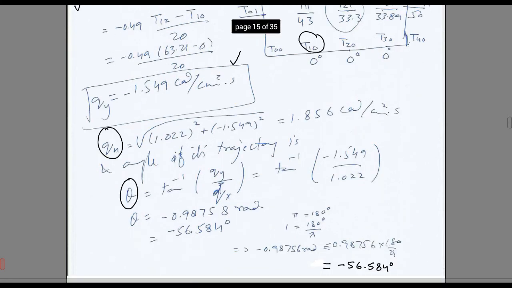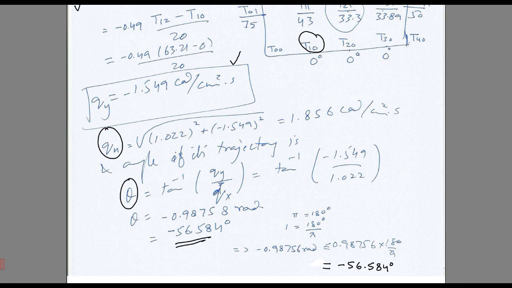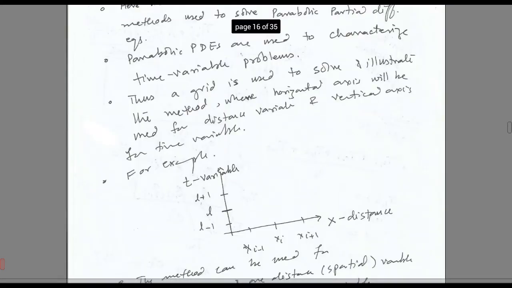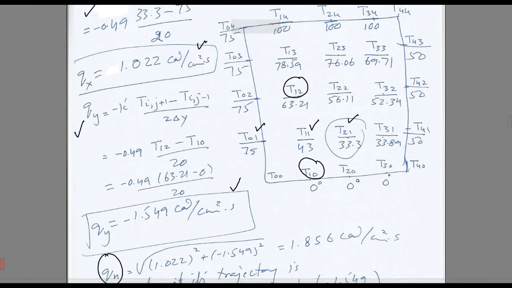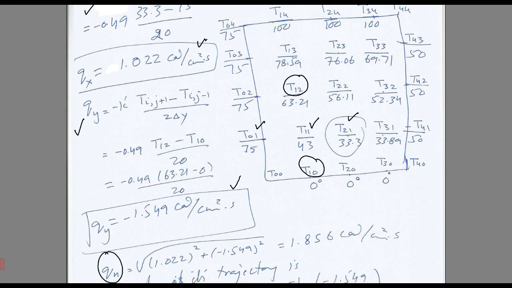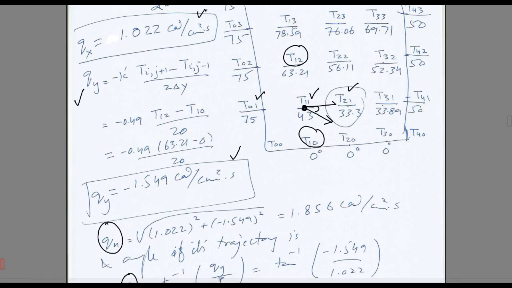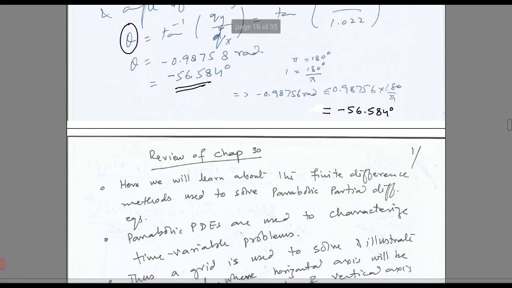The theta calculated is minus 56.58 degrees. So it means that the heat flux, let me draw it, if this is the point, it will be going down, at minus 56 degrees. Okay. Now, we can continue with this.